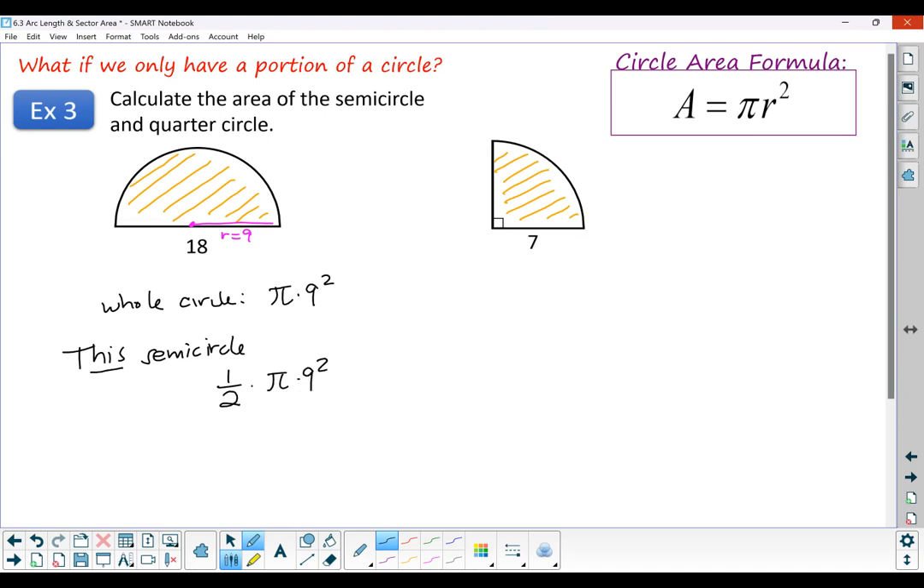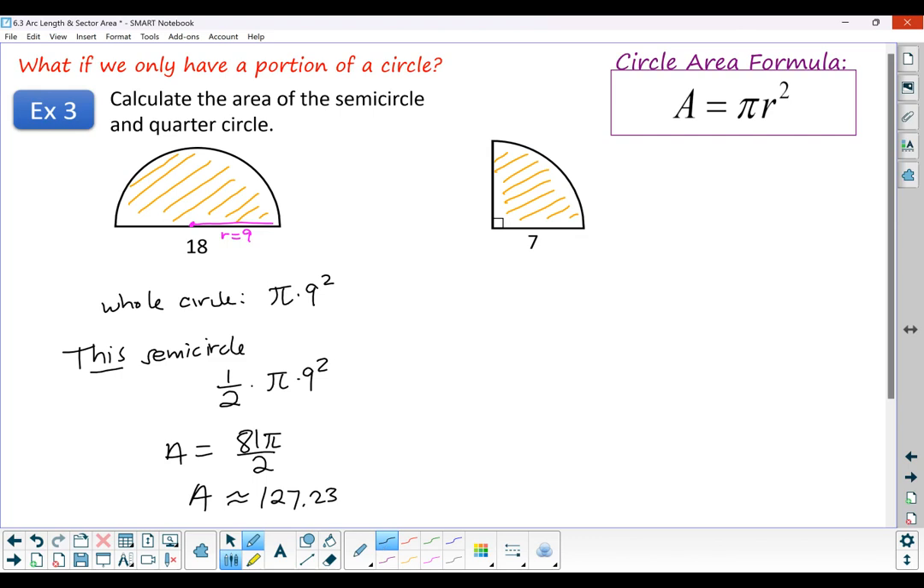So let's calculate that. 1/2 times pi times 9 squared is, and I'm going to go ahead and leave my answer in terms of pi, 81 pi over 2. If you wanted the decimal approximation of that, that's approximately 127.23. So either of those answers would be okay.